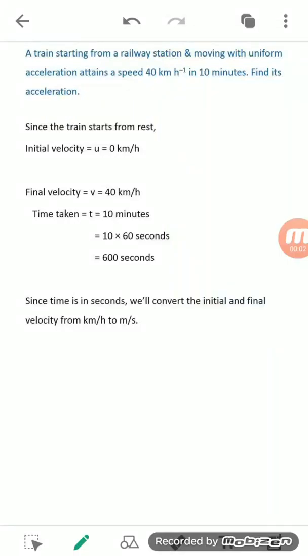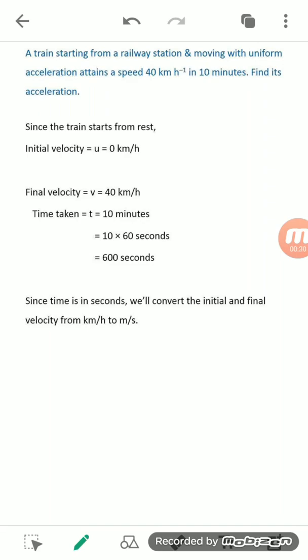Hello students. Yesterday we had discussed acceleration. We had also discussed uniform acceleration and non-uniform acceleration, as well as positive acceleration, in which the final velocity must be more as compared to the initial velocity, which will give the positive acceleration.